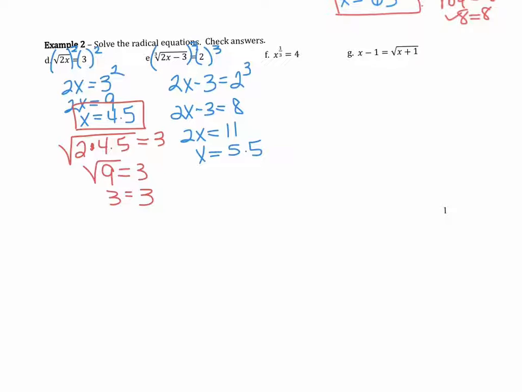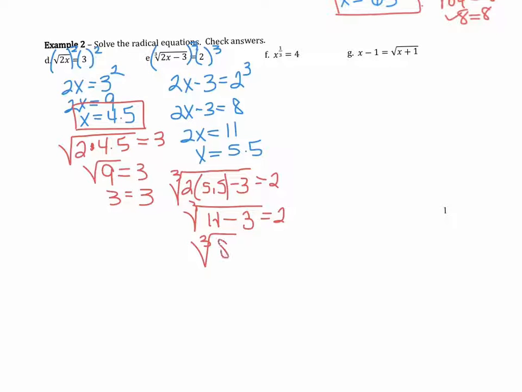So I'm going to substitute 5.5 in for x to see if it is a solution. 2 times 5.5 minus 3 should equal 2. So I have the cube root of 11 minus 3 equals 2. So I have the cube root of 8 equals 2, and I know the cube root of 8 is 2. So x equals 5.5 is a solution.